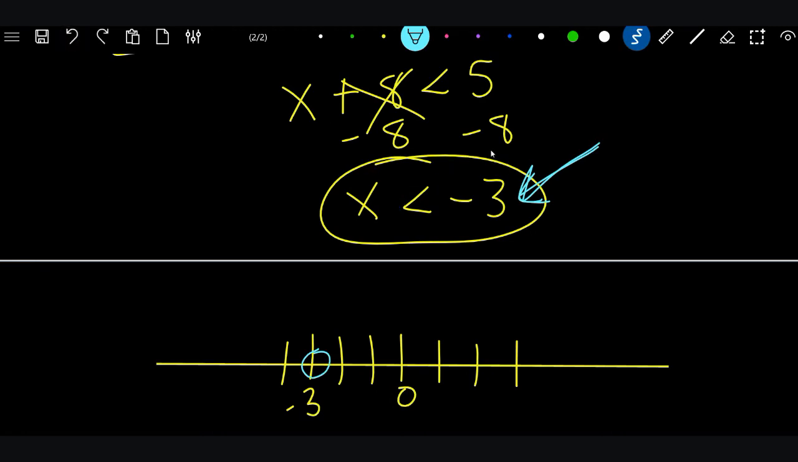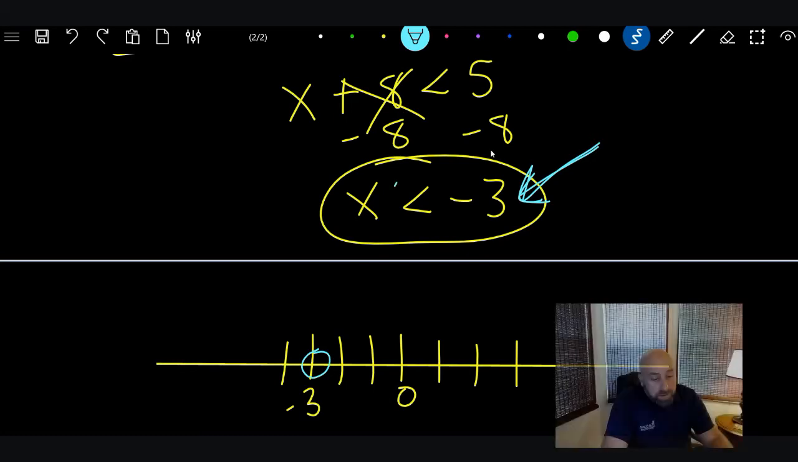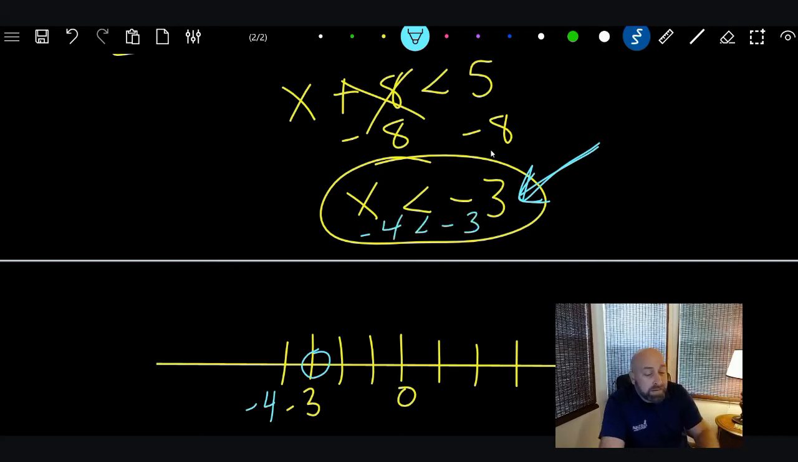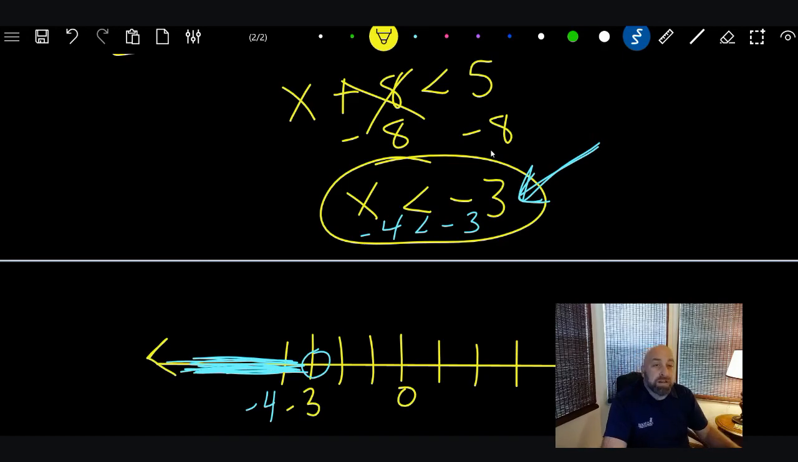Now, which way do we color? Well, you might be thinking, I color to the left. Let's see. So this one would be a negative 4. So let's try the negative 4 to see if that works. Negative 4 is less than negative 3. That is correct. So we would go this way. Your line graph should always have these arrows on them, signifying that it goes indefinitely in both directions. There's no ending to a line graph.